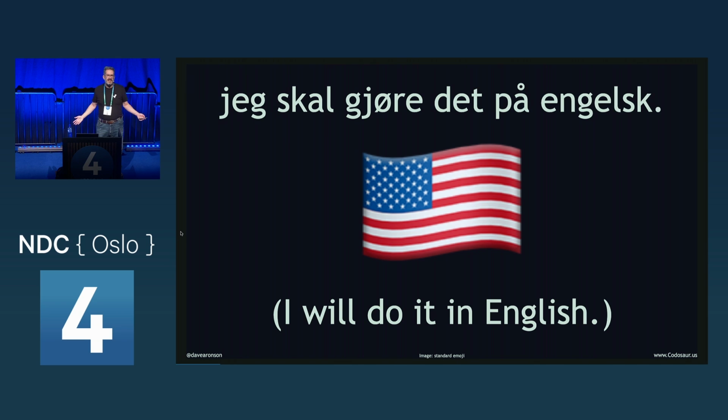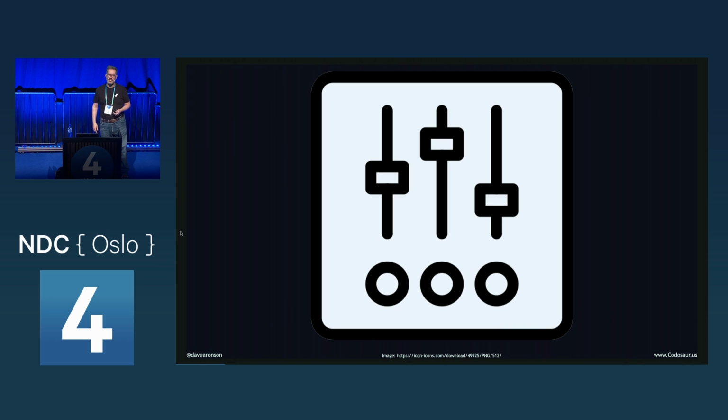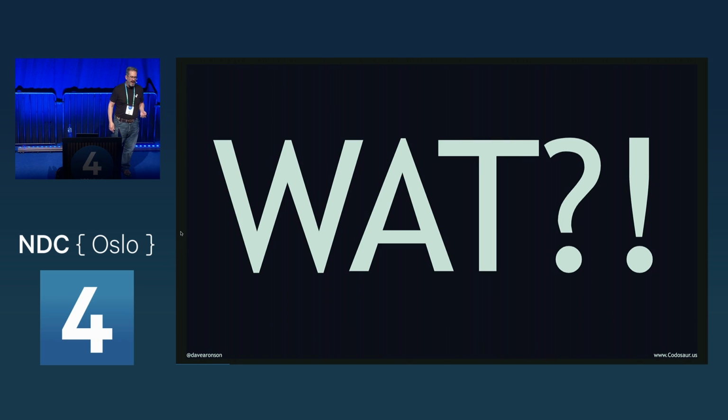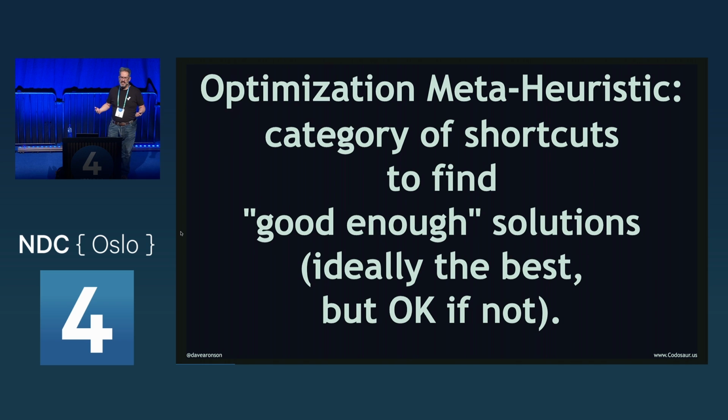So, what are genetic algorithms in the first place? The concept as a whole is an optimization meta-heuristic, which is fancy talk for a kind of shortcuts to find good solutions to some problems. Ideally the best solution, but we'll usually have to settle for something good enough due to constraints like time or money.